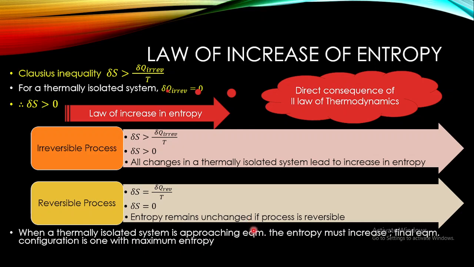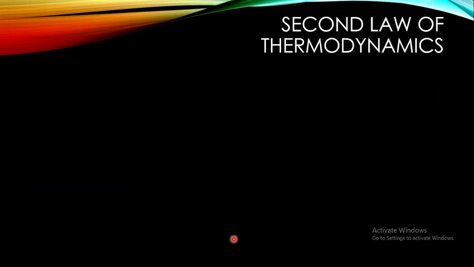So whenever a thermally isolated system is approaching equilibrium, which is an irreversible process, the equilibrium state is a stable case which will not be reverted. That means it is an irreversible process. So the entropy must increase. The final equilibrium configuration will be the one with maximum entropy. So that is another statement of the law of increase in entropy, that the system always tries to have maximum entropy whenever it tries to reach the equilibrium state.